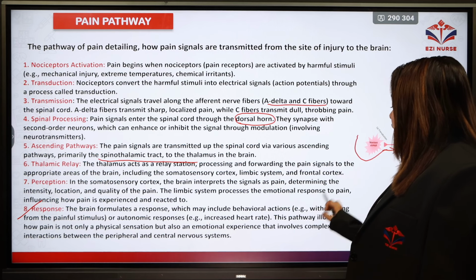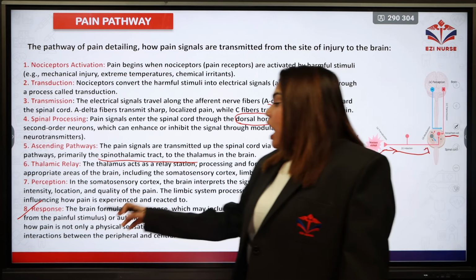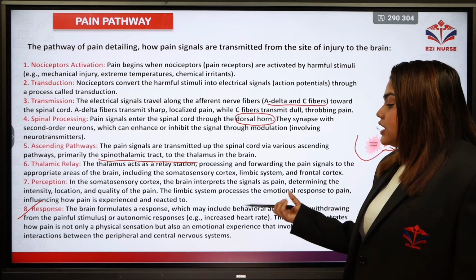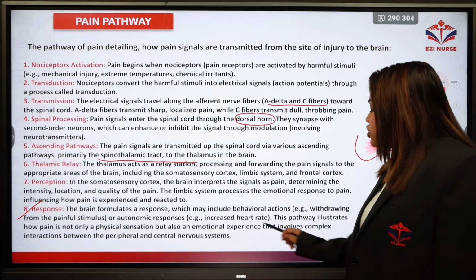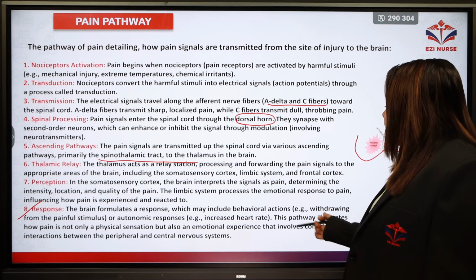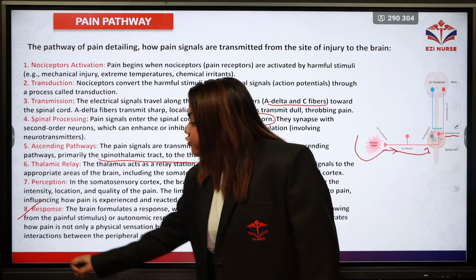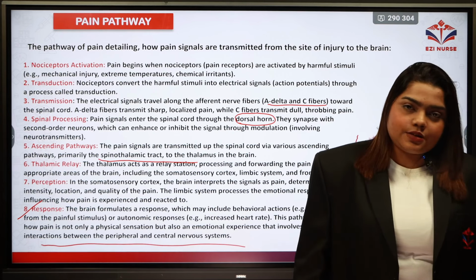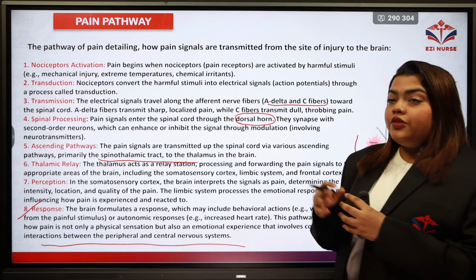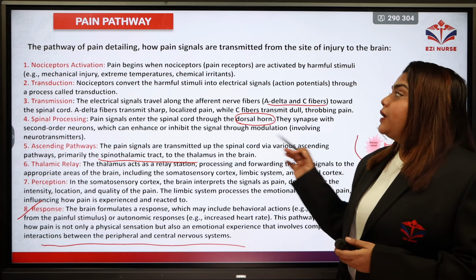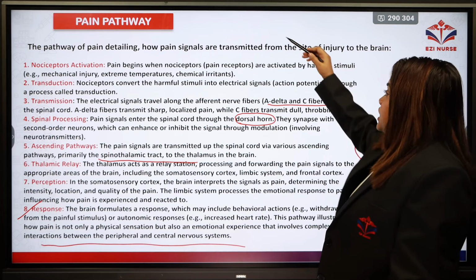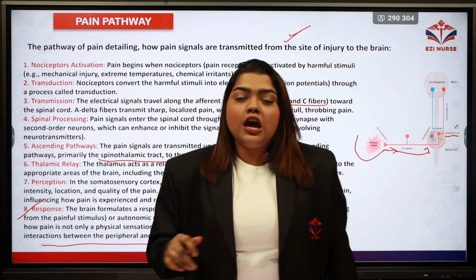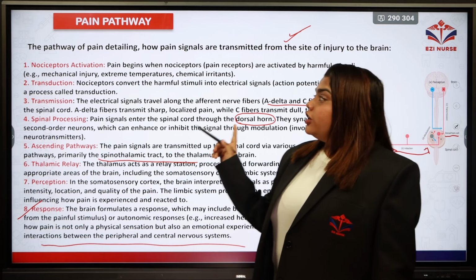So this pathway illustrates how pain is not only a physical sensation but also an emotional experience, involving complex interaction between the peripheral and central nervous system. In the nervous system, the pain pathway is a very important question, and it has already come 4 to 6 times. So don't forget to remember this.